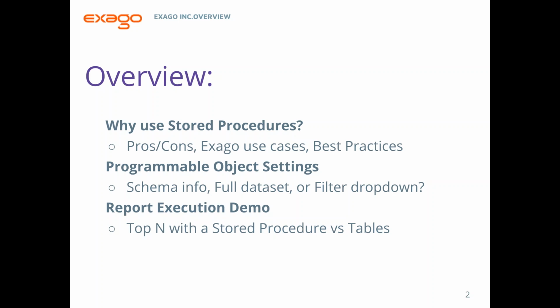We're going to take a look at some programmable object settings, which is a way within Exago to help us dictate to a stored procedure to either return just some schema information, a full data set, or maybe a filter dropdown. And then finally, we're going to take a look at a quick report execution demo, and we're going to compare and contrast doing a top N with a stored procedure versus doing the same top N, but just using the standard database tables. And we'll see some of the differences and the similarities there and explore that a little bit as well.